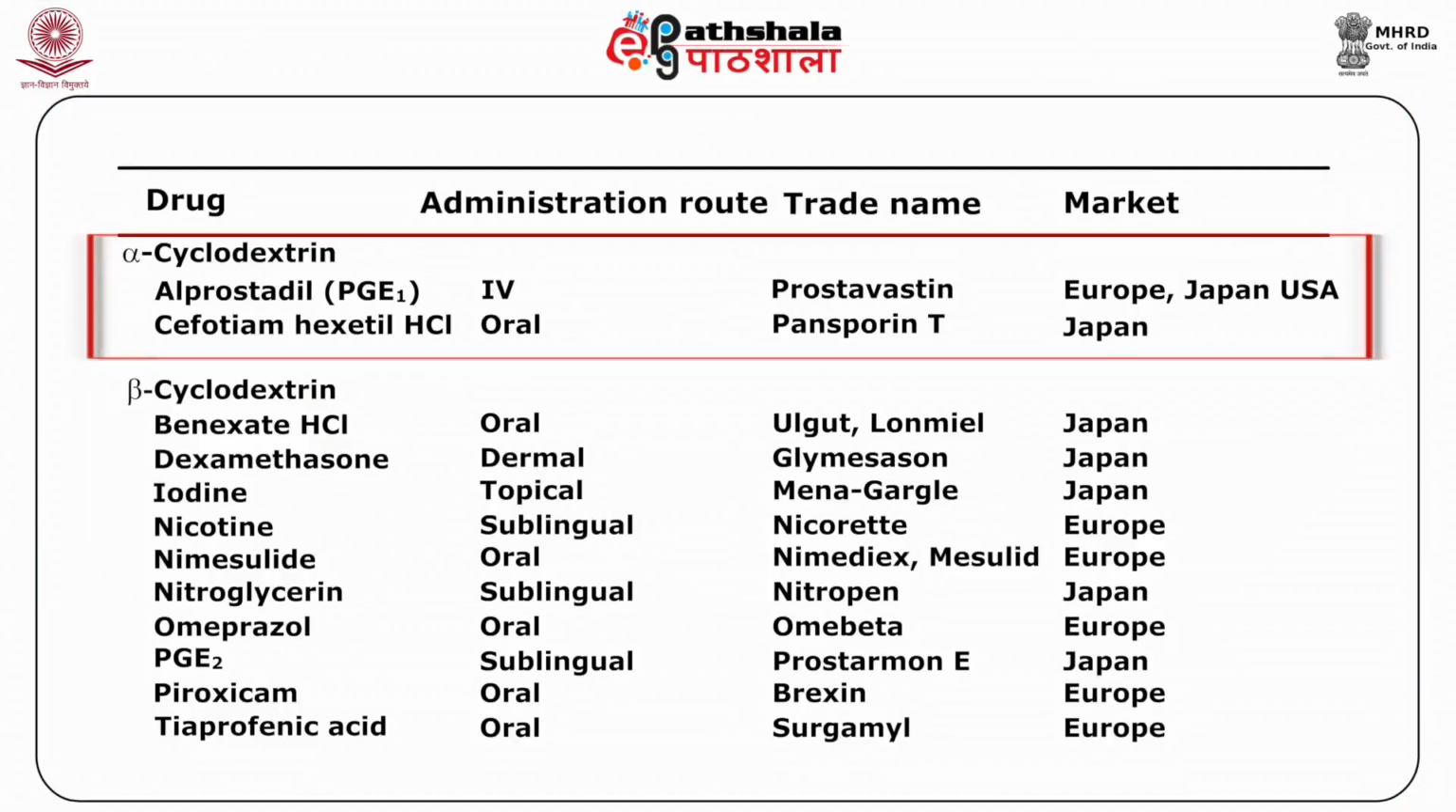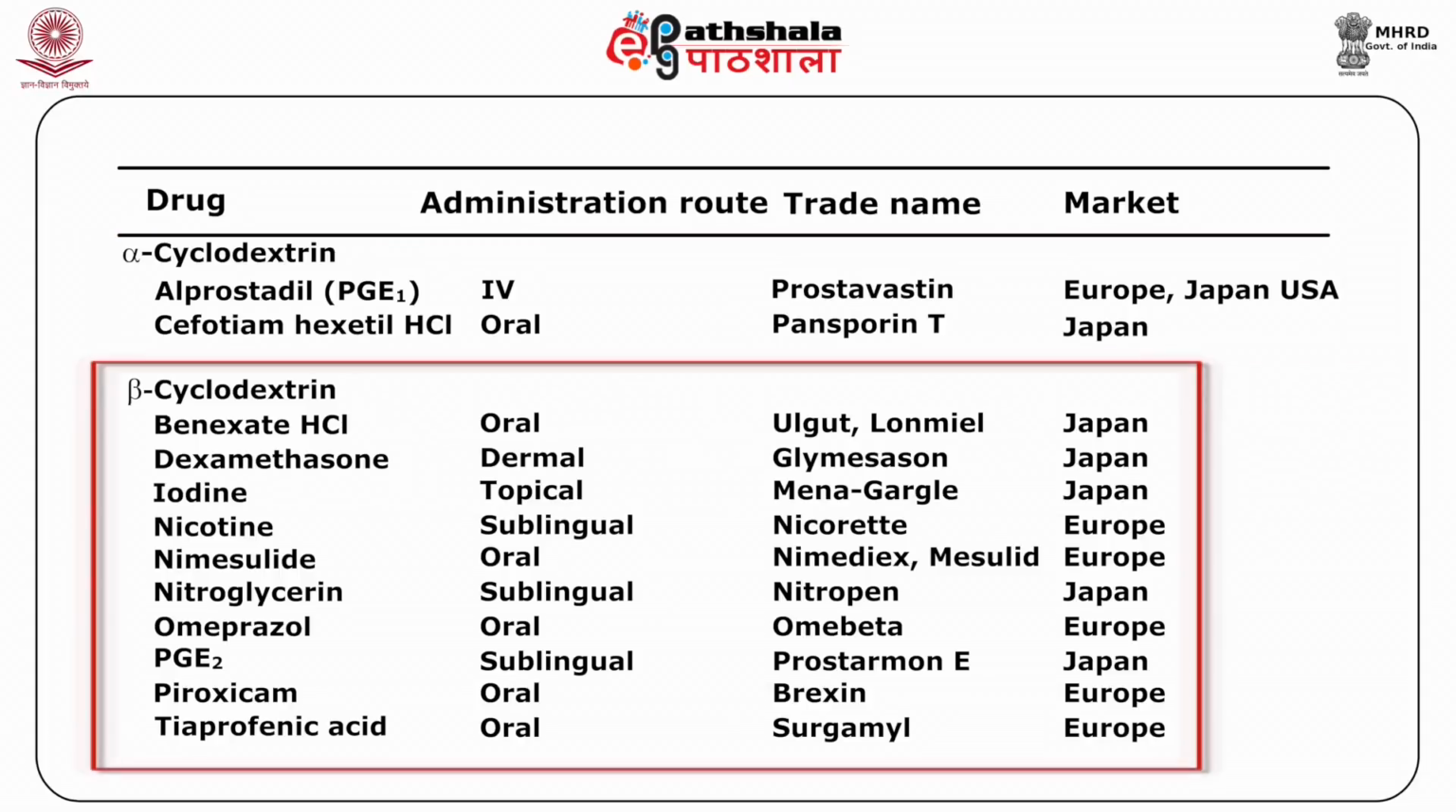You can see the alpha cyclodextrin containing 6 glucopyranose units is the smallest cyclodextrin, which can encapsulate a smaller number of drugs such as alprostadil or cefotiam hexetil, whereas beta cyclodextrin has a bigger cavity containing 7 glucopyranose units, and can encapsulate a larger number of drugs such as iodine, nicotine, nimesulide, nitroglycerine, piroxicam, etc.